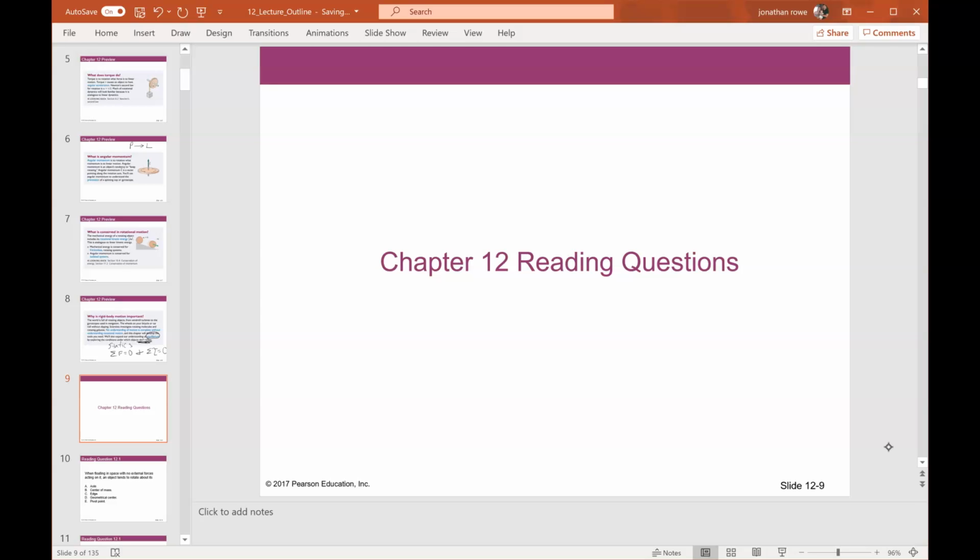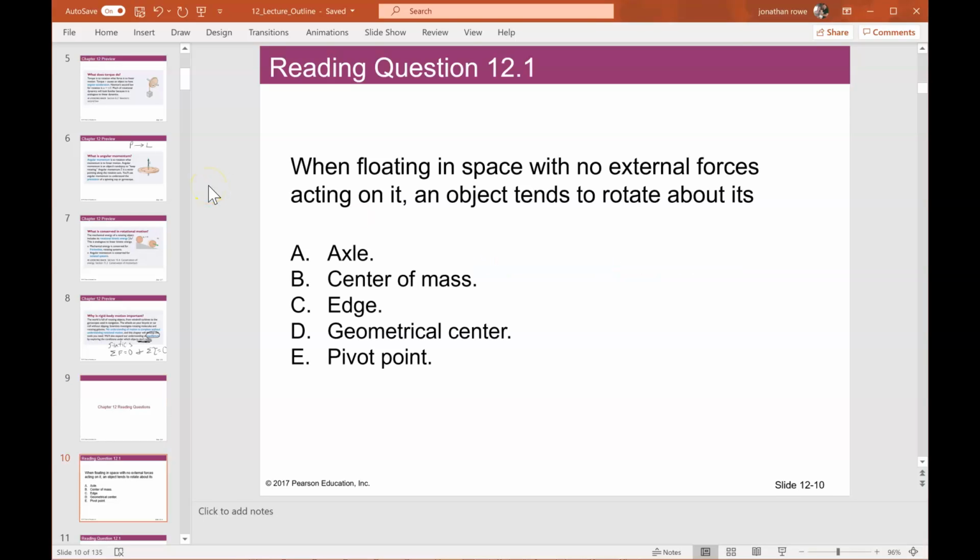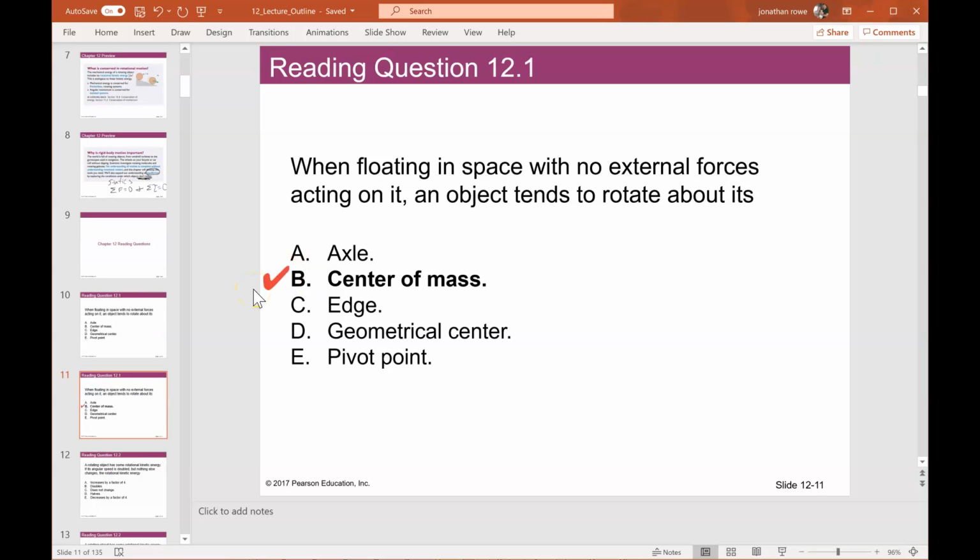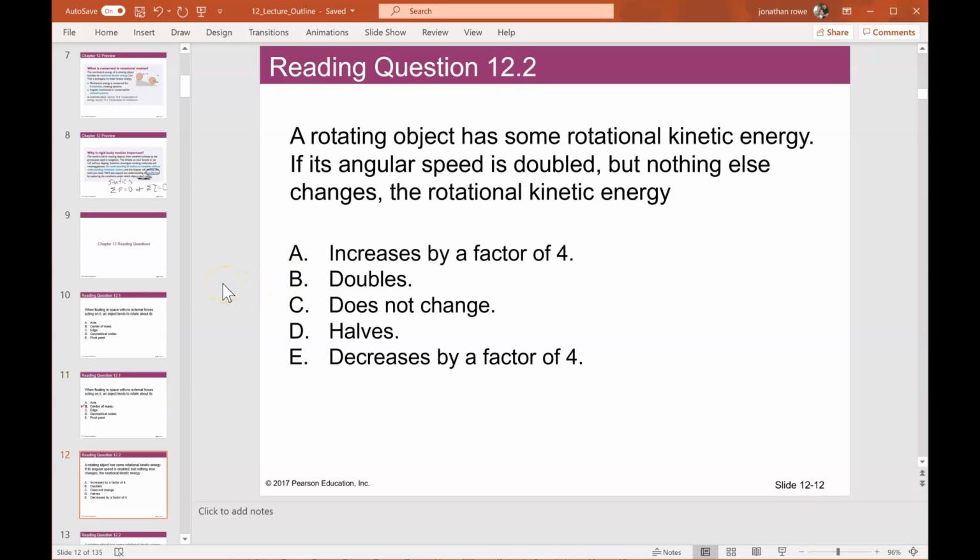Chapter 12, reading questions. When floating in space with no external forces acting on it, an object tends to rotate about its what? What would you think? B, center of mass. All right. A rotating object has some rotational kinetic energy. If its angular speed is doubled, but nothing else changes, the rotational kinetic energy does what?